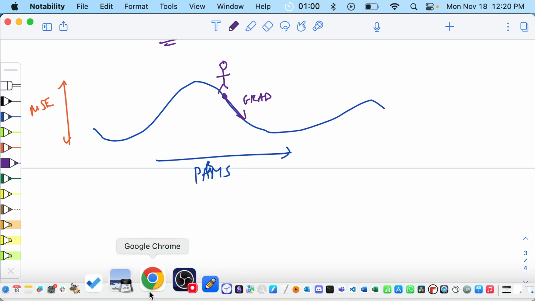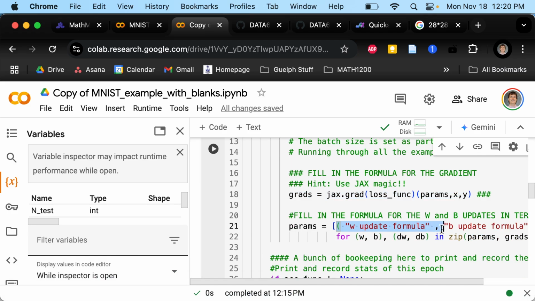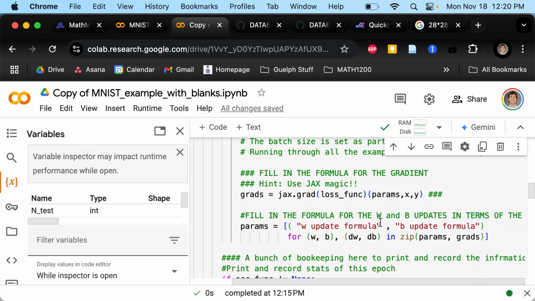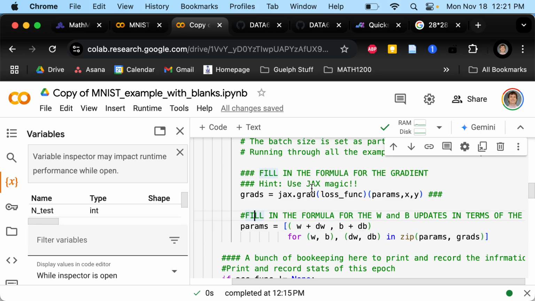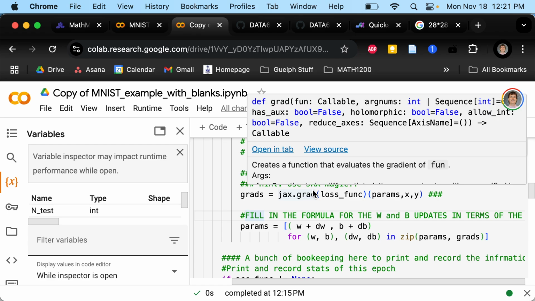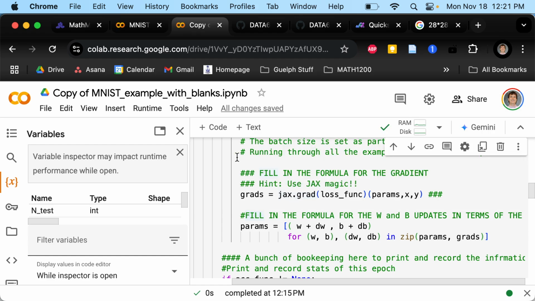Okay, so here is the right thing. So here's the formula, and it says, please fill them in. Fill in the formula to update the weights and the biases. So I'm going to fill them in. So the formula is the W update formula. Take W and add on dW. Take B and add on dB. And that is going to take the weights and the biases from before, the dW and the dB, those are the gradients that I had, and I'm adding to move in the direction of the gradient. Does that make sense to everyone? Okay. So that's how you do it.